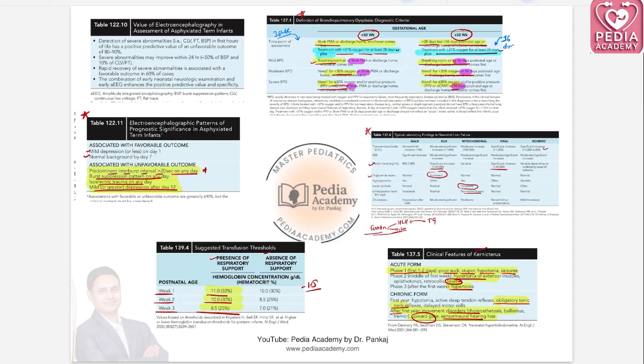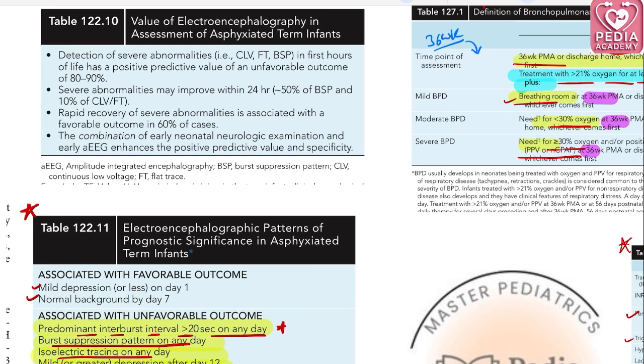So now our discussion will shift to EEG assessment of asphyxiated term infant. Basically, Nelson is giving emphasis on EEG findings. So these are very important tables and potential exam questions. Okay. So detection of severe abnormalities like CLV-FT, burst suppression. CLV means continuous low voltage, FT flat trace, and BSP means burst suppression in the first hour. Okay, so they have positive predictive value of unfavorable outcome.